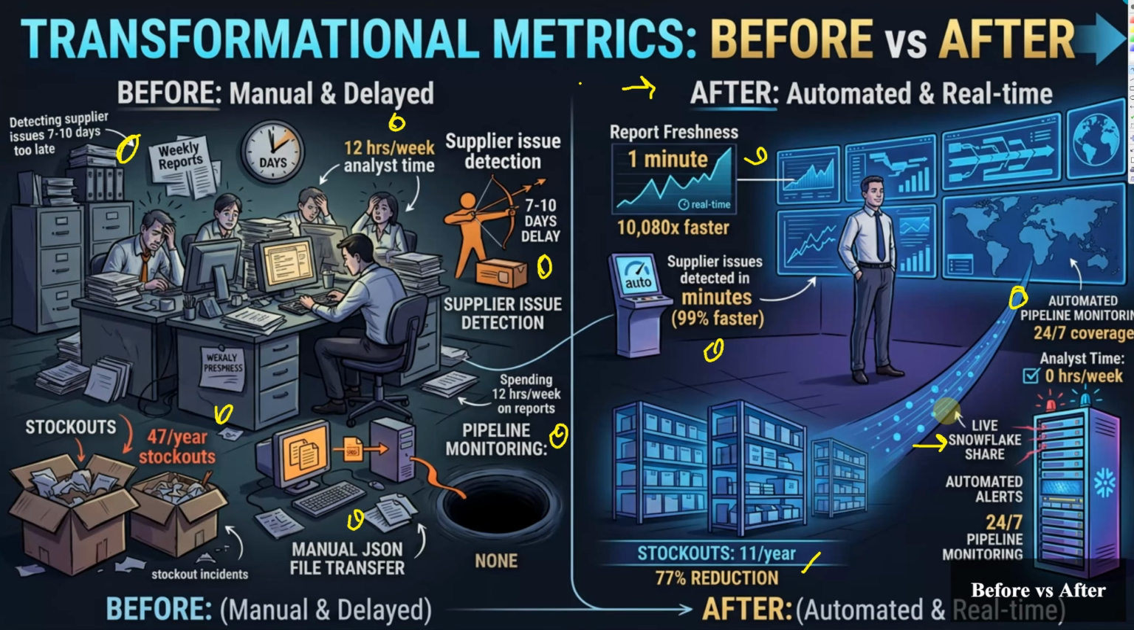Then we have pipeline monitoring that runs 24 by 7 with automated alerts, because of which engineers will now know first about the failures before the business user gets to know about it. Hence, in the bottom line, we can say that around 2.3 million in annual stockout cost has been reduced. Then around $53,000 in analyst time would be saved every year. And the supply chain team can now finally make real-time decisions.